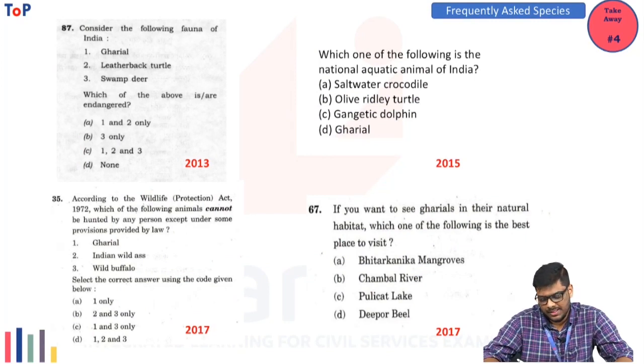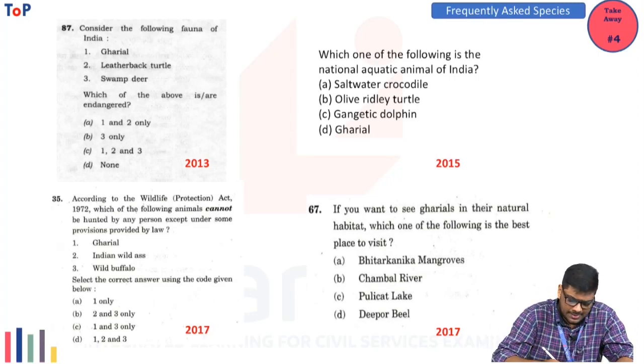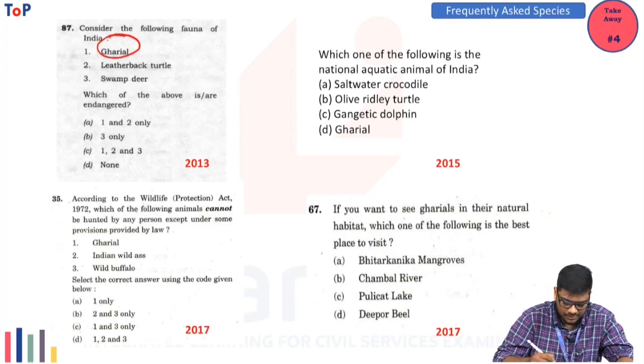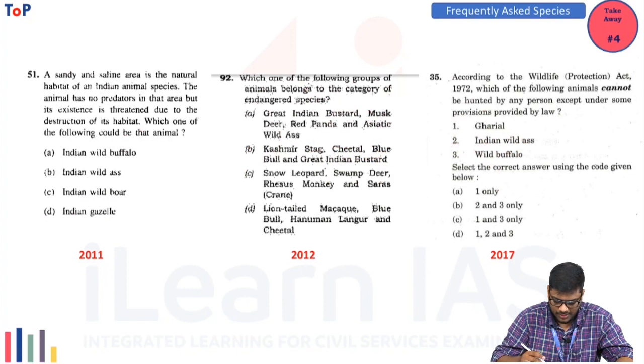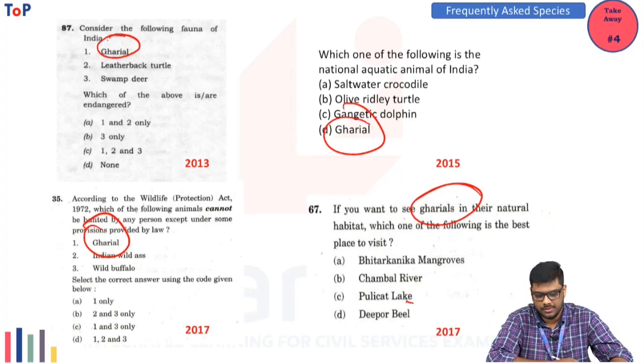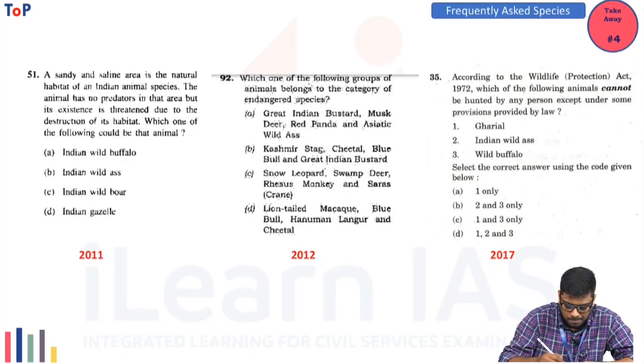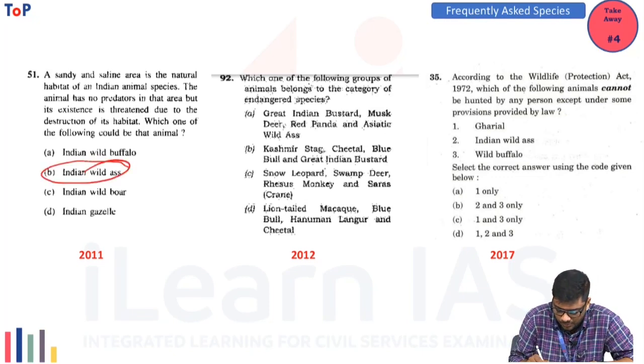Getting it? So these are the frequently asked questions based on the species list. Look at the example. Gharial here, gharial here, gharial here, again gharial here. 4 different years, the same gharial, same species, but as 4 different questions. Look how restricted the UPSC is when it comes to picking up options. Getting it? And for more examples, look at Indian wild ass here.